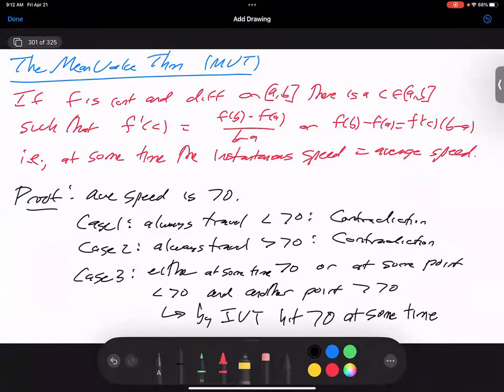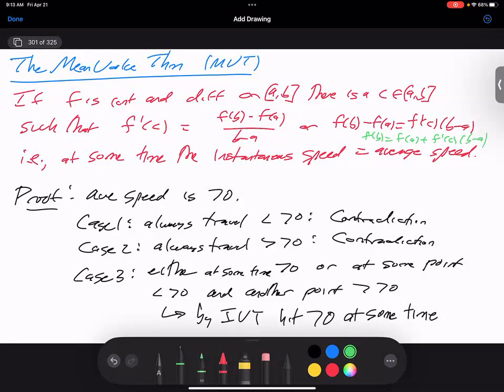The mean value theorem is our go-to result. It is a poor mathematician's Taylor series. You can look at it as f(b) minus f(a) is f'(c) times (b minus a). Well, we could actually rewrite that if we wanted to as f(b) is f(a) plus f'(c)(b minus a).